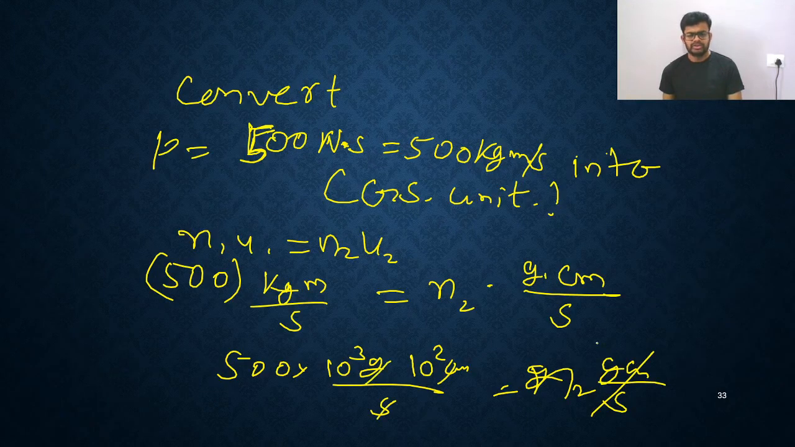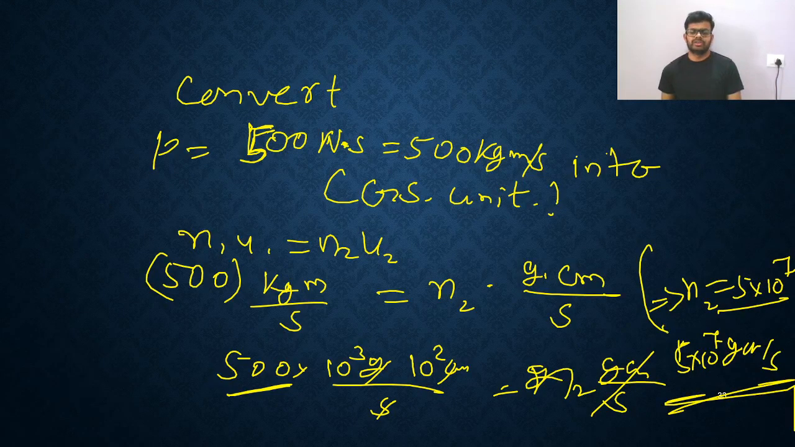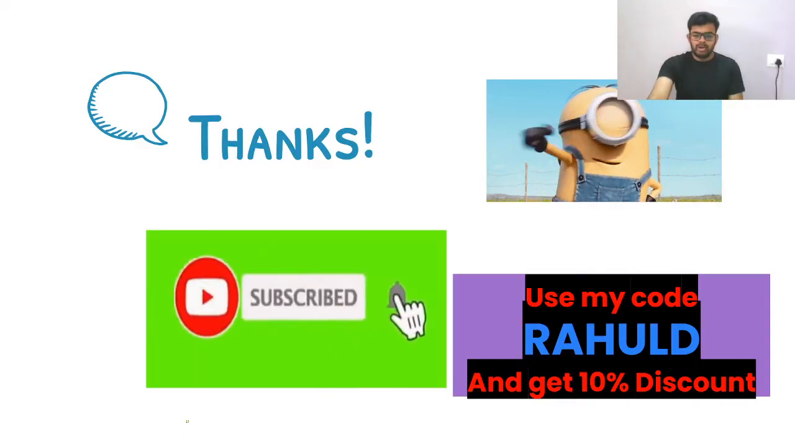Cancel all these units. So directly you are going to get here what? N2 is equal to 500 into 10 raised to 5. So you will write 5 into 10 raised to 7. Are you getting it? So directly you will say P is equal to 500 Newton second or 500 kg meter per second is equal to 5 into 10 raised to 7 gram centimeter per second. That's all. So this is the answer. Remember, this is the simple method. I hope all of you got it right.